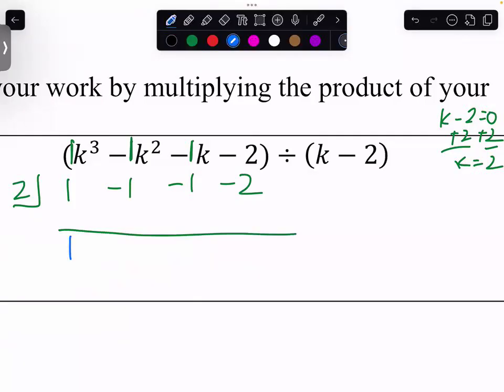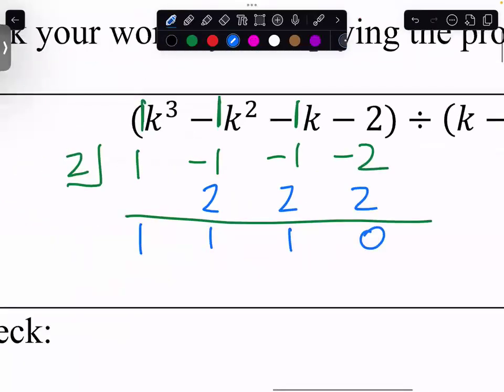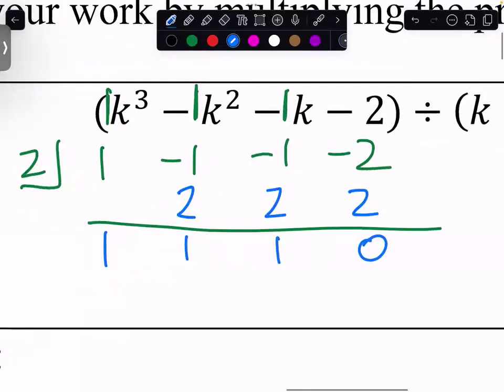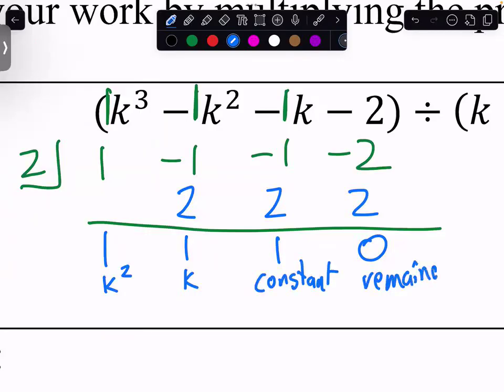1 plus nothing is 1, times 2 is 2, plus negative 1 is 1, times 2 is 2, plus negative 1 is 1, times 2 is 2, plus negative 2 is 0. Okay, and now you put the variables back in. Since you started with k to the third, it gets knocked down to k to the second, then k, then constant, and no remainder for this one. Okay, so just k squared plus k plus 1. No fractional remainder.